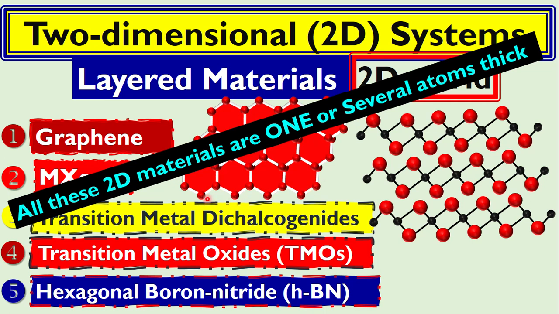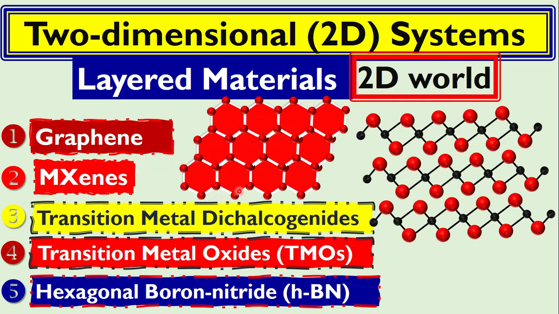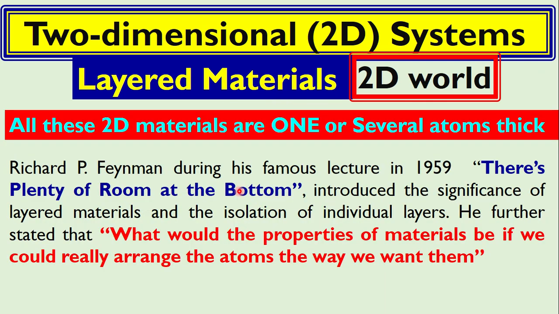Before discussing the trend in the progress of these materials, let me show you a very important thing. Richard Feynman gave his famous lecture in 1959, and he mentioned that there is plenty of room at the bottom. He basically introduced the significance of layered materials. Layered materials means two-dimensional materials. And he further stressed the isolation of individual layers.